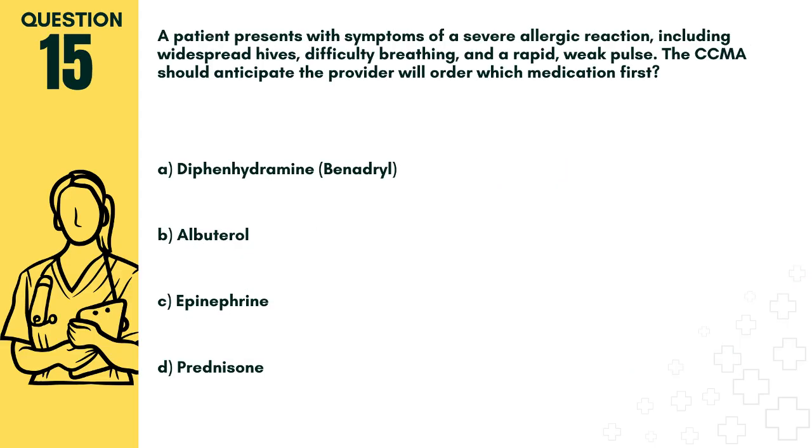Question 15. A patient presents with symptoms of a severe allergic reaction, including widespread hives, difficulty breathing, and a rapid, weak pulse. The CCMA should anticipate the provider will order which medication first? A. Diphenhydramine, Benadryl. B. Albuterol. C. Epinephrine. D. Prednisone.